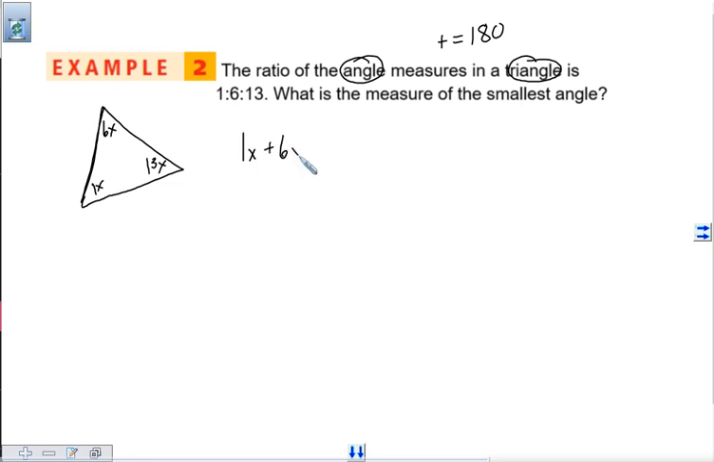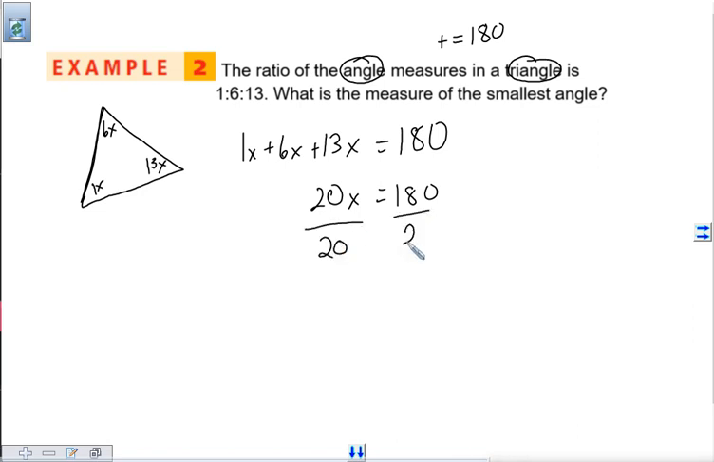1x plus 6x plus 13x equals 180. We combine our like terms, and we get 20x. Okay, and then divide both sides by 20. So x equals 9. And we are interested in the smallest angle on this one. And our smallest number over here would be 1. So we would have 1 times 9, which is 9 degrees for our smallest angle.